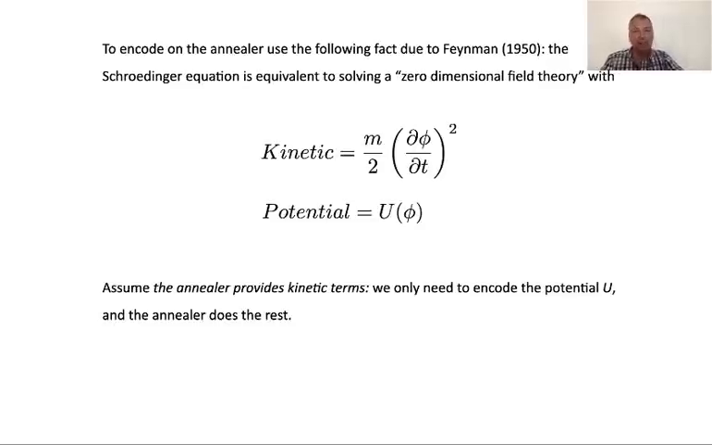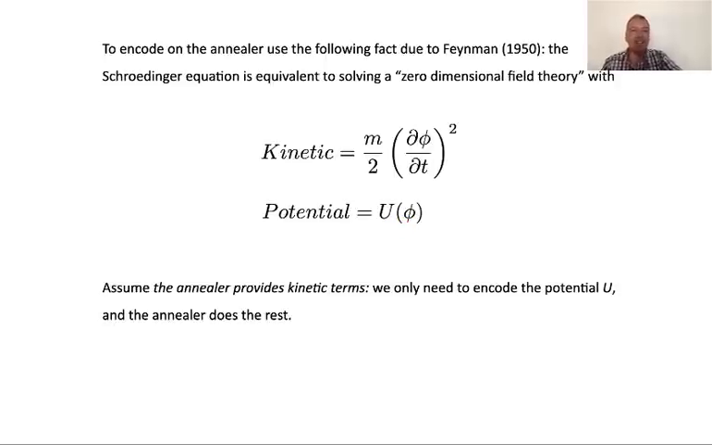And that is the following. So Feynman tells us that if I want to describe the Schrodinger equation, I can think of it as a zero-dimensional field theory. So it's something which has got a kinetic term, and if you look at that, you can recognize that's just mv squared essentially. So it's mv squared over 2. It's a non-relativistic kinetic term, and it has a potential. And I can think of this thing phi as a field.